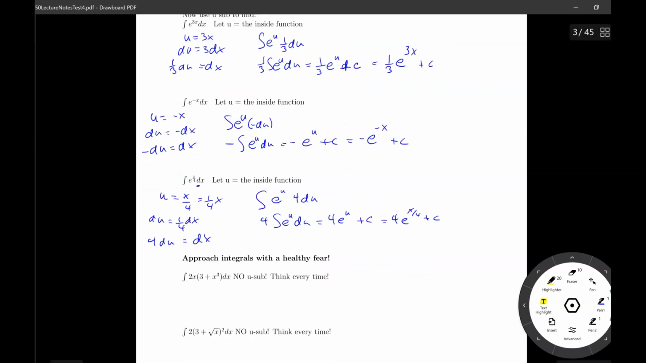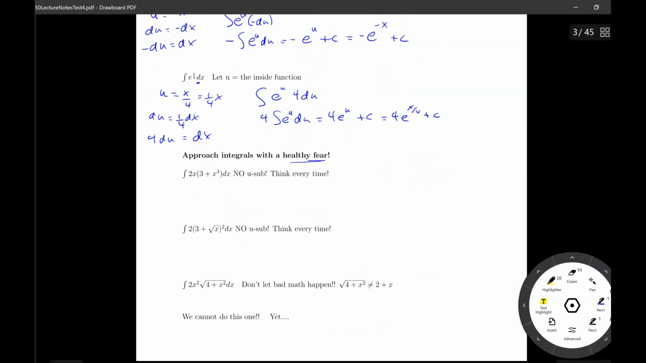All right. So I want to make sure that you have a healthy fear of integrals. They are harder. So this one here, there's no u substitution. This one you would have to multiply out. So what I mean by that is you would have to do 6x plus 2x to the 4th and then integrate it term by term. This one here, you would have to multiply out. So this u substitution does not work every single time. So be careful you're looking at it. And this one here, we cannot do for now. So be careful that you don't ever make that bad math mistake.